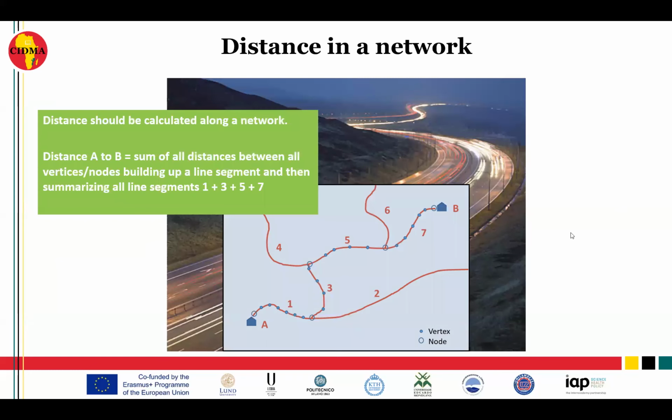Now, if we have a road network that we need to follow, then it will have to do that multiple times. For the first line segment, 1 here, it will have to calculate all these small distances and then summarize them, and then start with the next segment and add that distance to the total distance, and so on. And finally, it will have reached the destination and summarized all those distances into one.